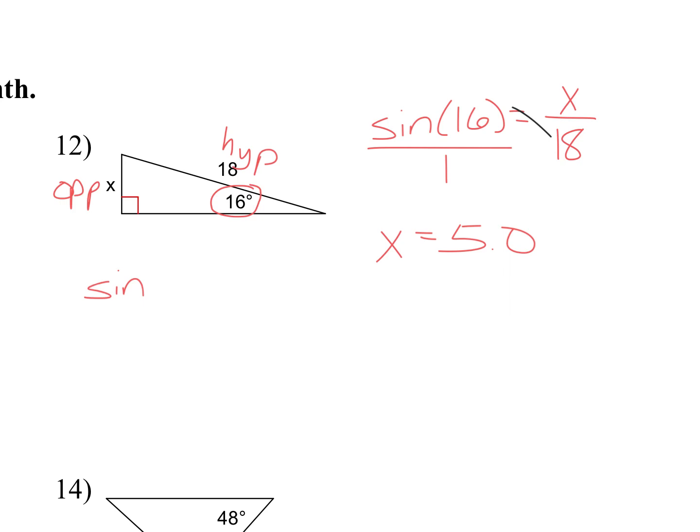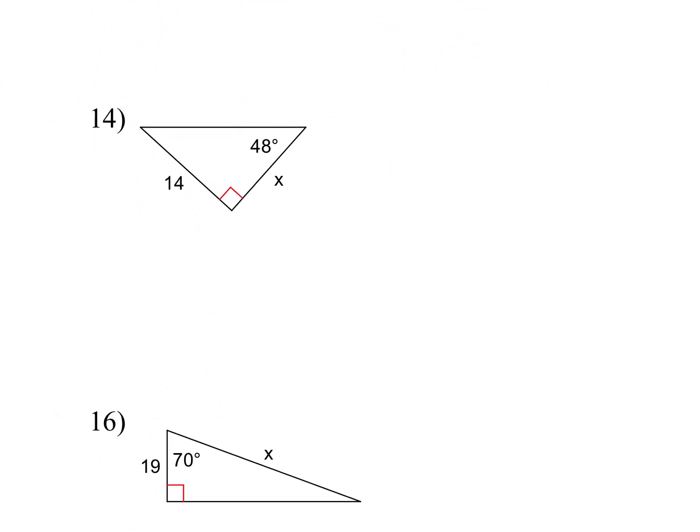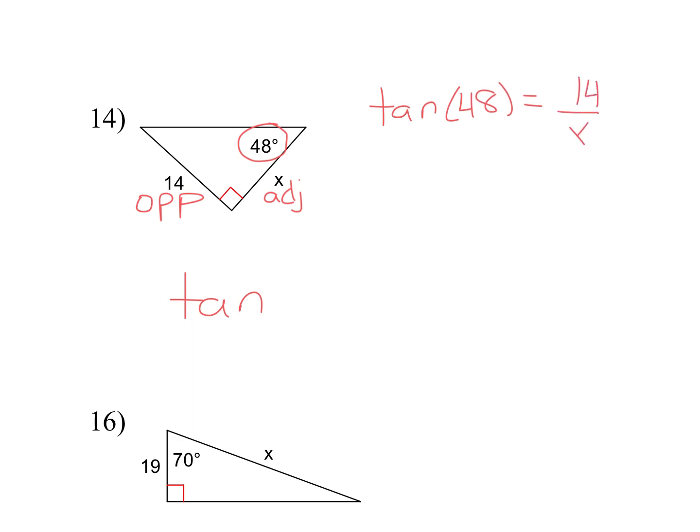All right, let's look at one that will look a little different. Let's look at number 14 right below it. What's the first thing we're going to do? Circle and label. What side is 14? Opposite. 14's opposite. What's x? Adjacent. Which trig ratio uses opposite and adjacent? Tangent. Now we got to write our ratio. What do I write first? Tan 48. There you go. And then tangent equals opposite 14 over adjacent x.